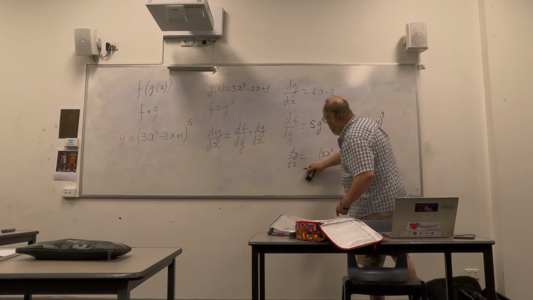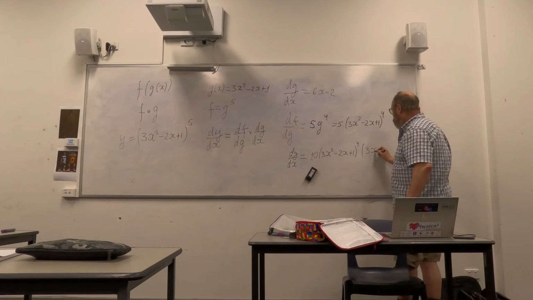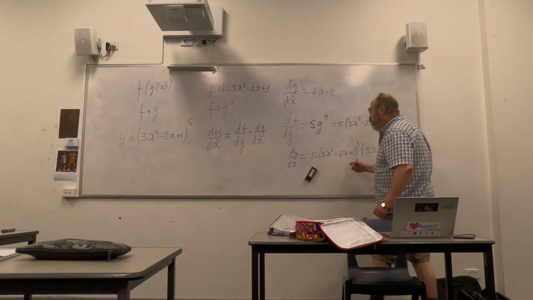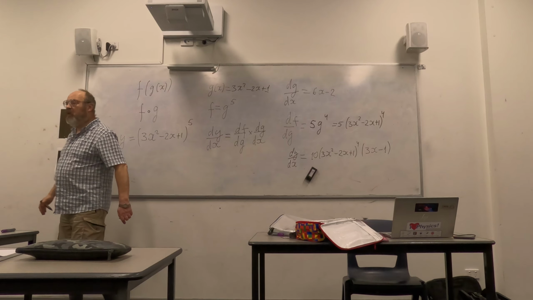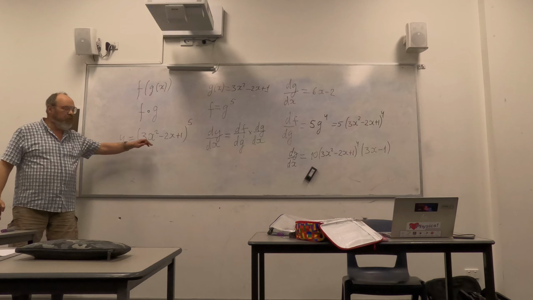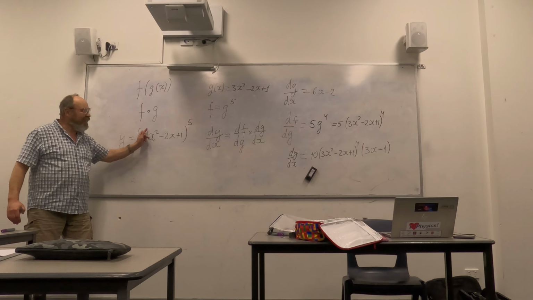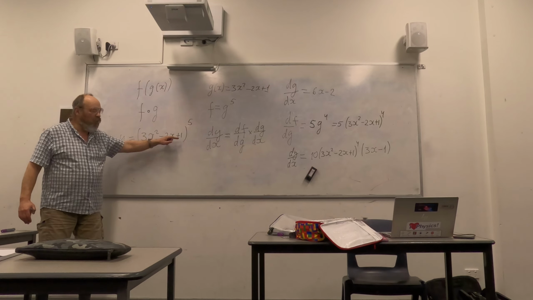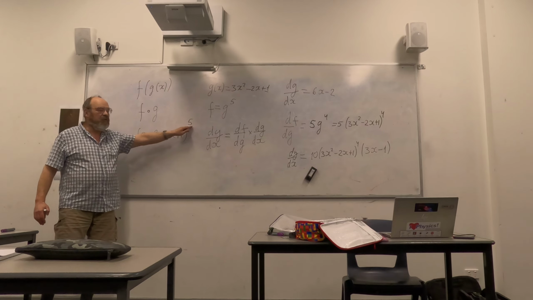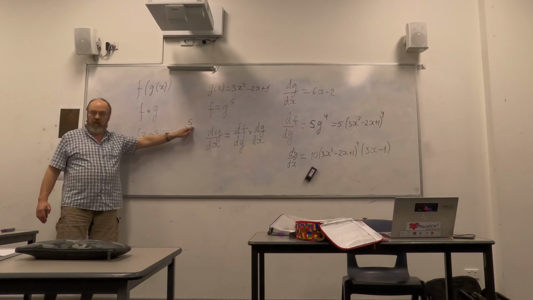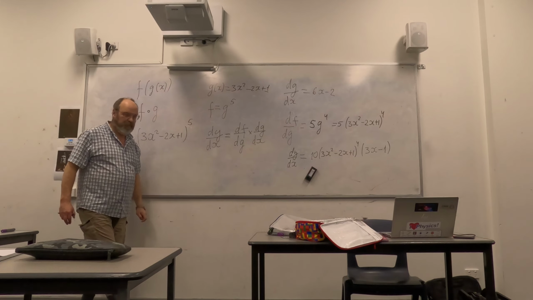So we'll make it 10, and we have 3x minus 1. That will be the derivative of this composite function. So we find the derivative of the internal function over x, and then we find the derivative of the external function. And for the overall derivative, we multiply them.